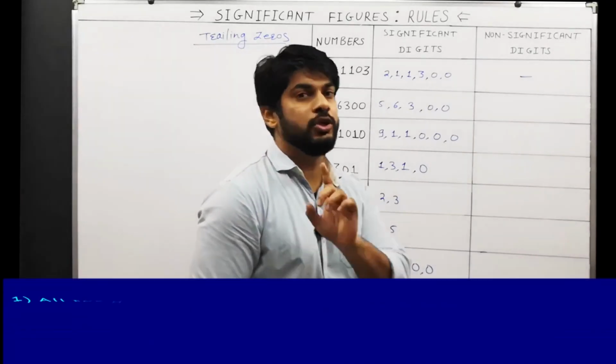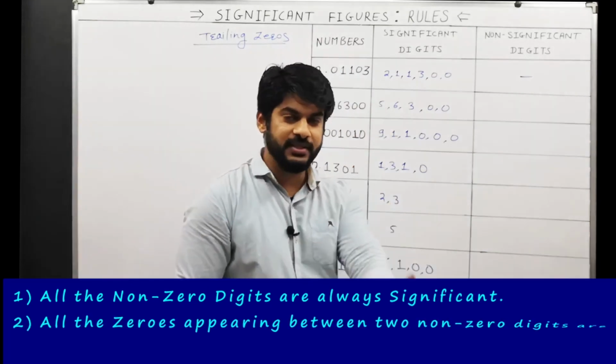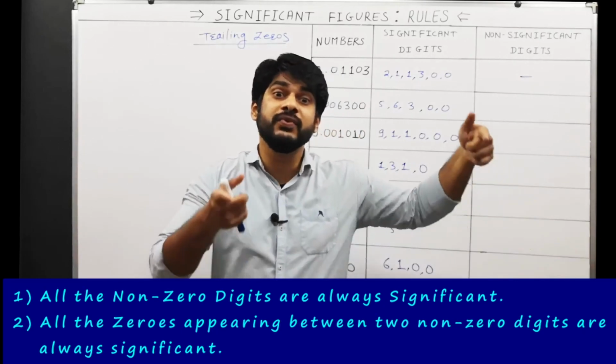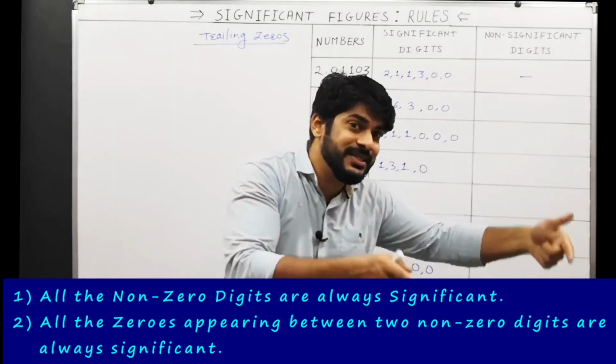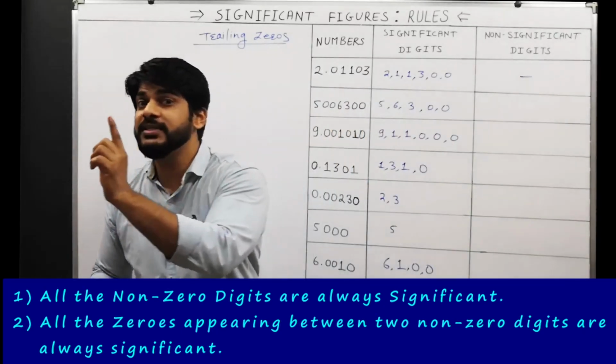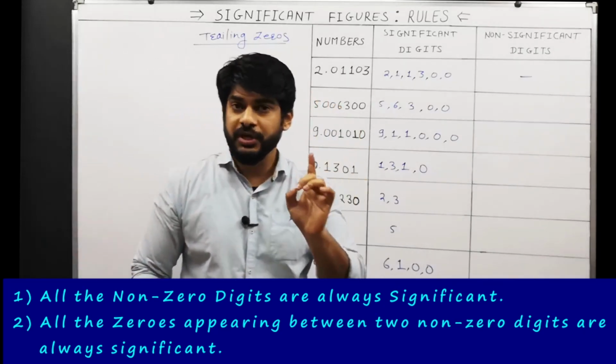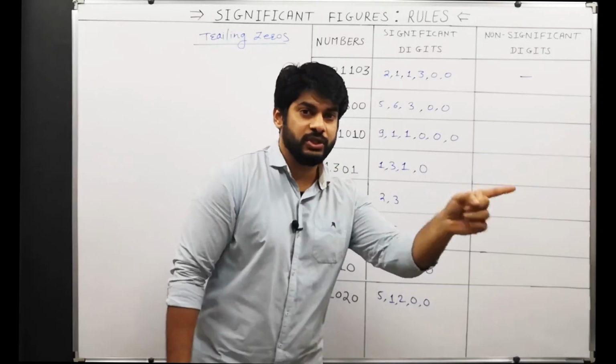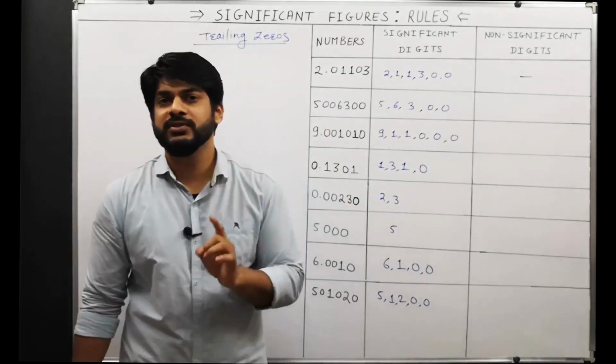First rule is all the non-zero digits are always significant. Second rule says that all the zeros between the two non-zero digits are always significant. Okay, so I hope this is clear. Now let's move to the next rule. Let's see what is the next rule.